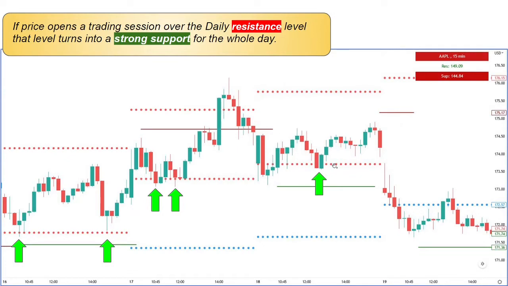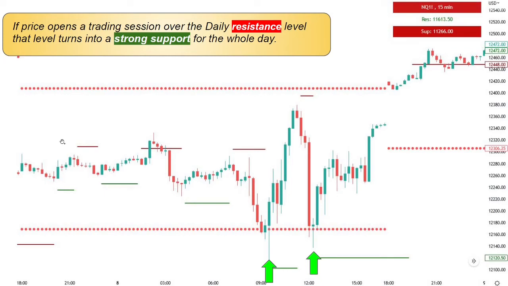And another day, and the same story. You can see that price was trading overnight over the daily resistance. It dropped pre-market, then bulls reclaimed that level. Price came back down again, retested that daily resistance, which turned into support, and pushed up again. If price opens a trading session over the daily resistance level, that level turns into a strong support.